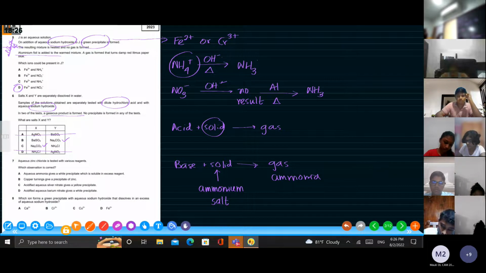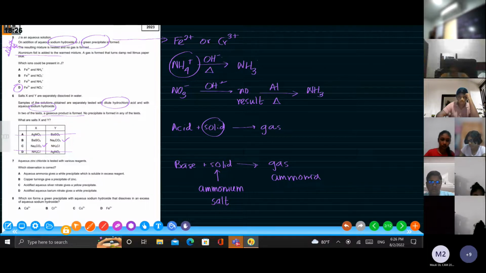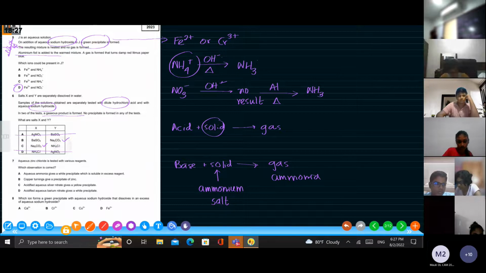Therefore, if they say it gives a gas with sodium hydroxide also, that means one of these pair of substances must contain ammonium ions. Right? Then you can make the answer. C, D. See, because ammonium chloride is there. That's why that is the answer. Right?